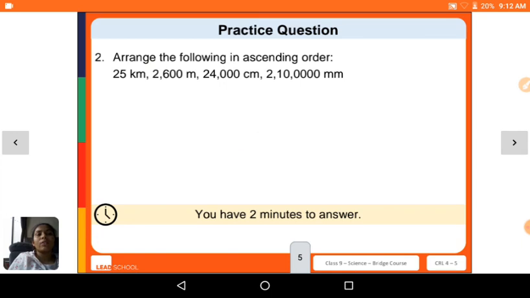Arrange the following in ascending order. Now we have to arrange these into ascending order. If we want to arrange some numbers, then we can easily arrange them in ascending order. Here are the numbers but they have different units. So how can we arrange? If we have all units the same, then we can directly compare and arrange them in ascending order. So first we will convert all of these into kilometer.